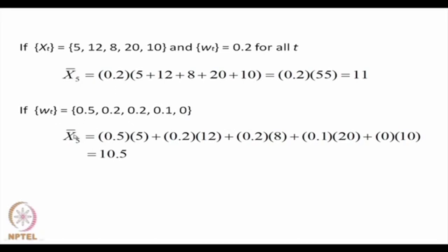The smoothed value of x now becomes less than 11, it becomes 10.5. So, there are different ways to calculate the smoothed value or average value of a time series by giving different weights. The only two conditions are each weight must be greater than or equal to 0 and they must add up to 1.